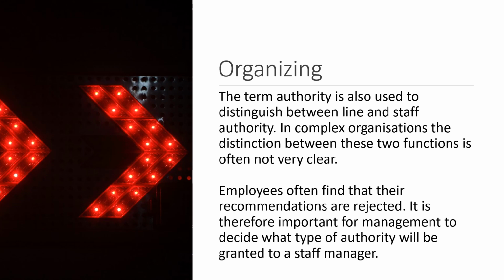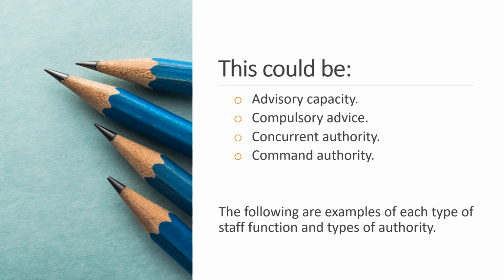Now, the term authority is used to distinguish between line and staff authority. In complex organizations, the distinction between these two functions is not very clear. So, employees often find that their recommendations are rejected. It is therefore important for management to decide what type of authority will be granted to a staff member. This could be the advisory capacity, compulsory advice, concurrent authority, or command authority. The following are examples of each type of staff function and different types of authority.